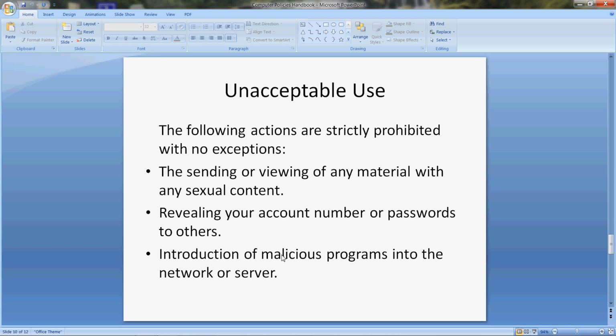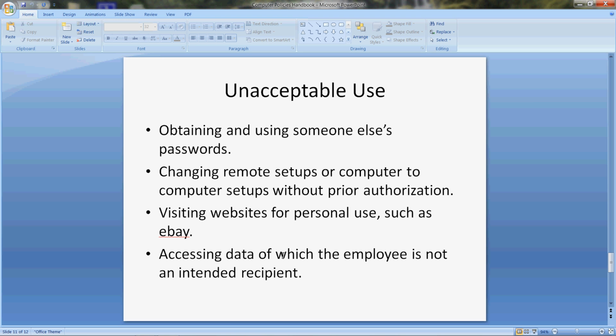The following actions are strictly prohibited with no exceptions: the sending or viewing of any material with any sexual content, revealing your account number or passwords to others, introduction of malicious programs into the network or server, obtaining and using someone else's passwords, changing remote setups or computer-to-computer setups without prior authorization, visiting websites for personal use such as eBay, accessing data of which the employee is not an intended recipient.